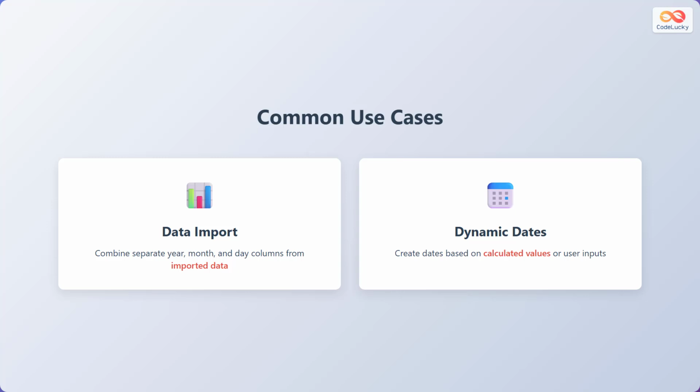The date function has many common use cases in Excel. One such case is data import. You can use the date function to combine separate year, month, and day columns from imported data into a single date column. Another common use case is creating dynamic dates. This involves creating dates based on calculated values or user inputs. For example, you might have a spreadsheet where users enter the year, month, and day, and the date function automatically generates the corresponding date.